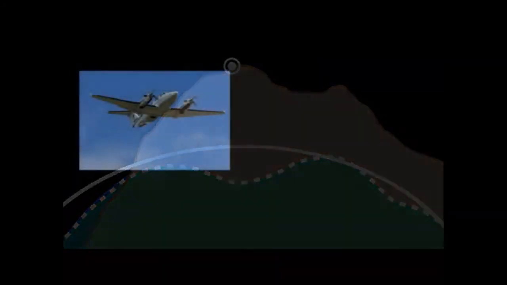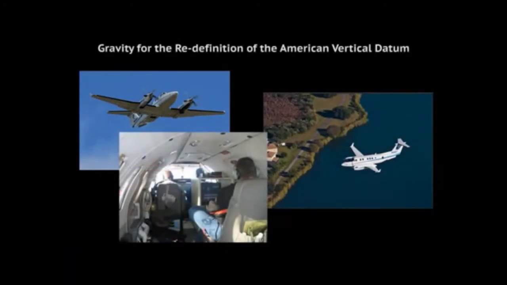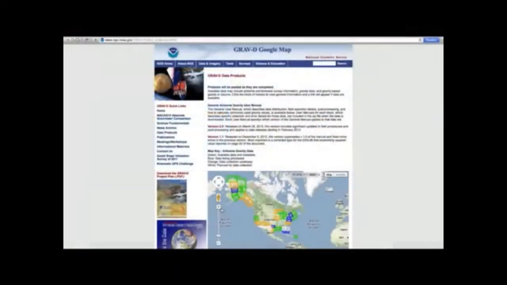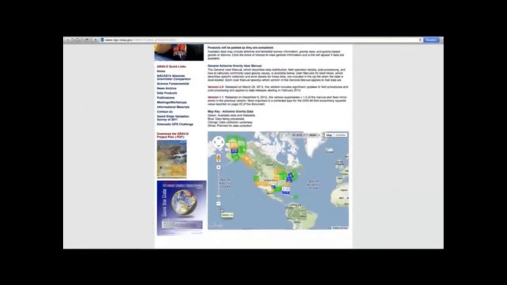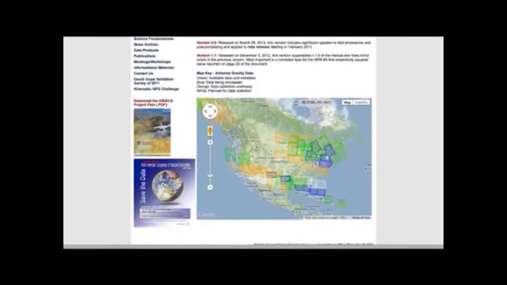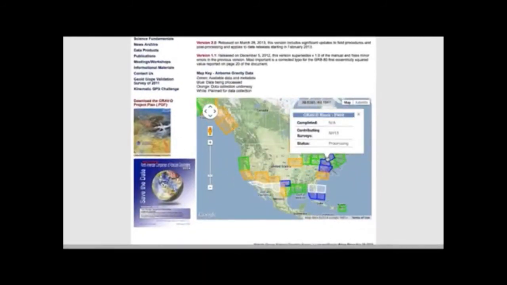To help improve accuracy of the new vertical datum, NGS is completing a major project called Gravity for the Redefinition of the American Vertical Datum, or GRAV-D. NGS is flying over the entire U.S. and collecting a unique, continuous gravity dataset that will help us build a better geoid model, which will improve the accuracy of elevations measured using GPS technology.